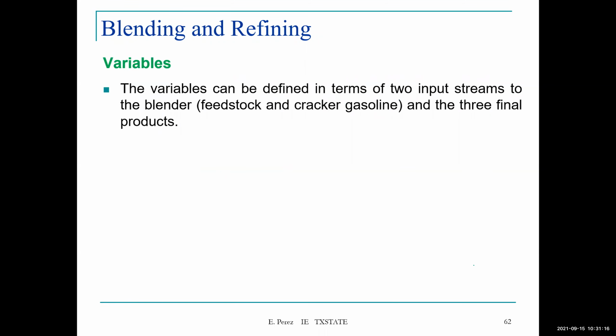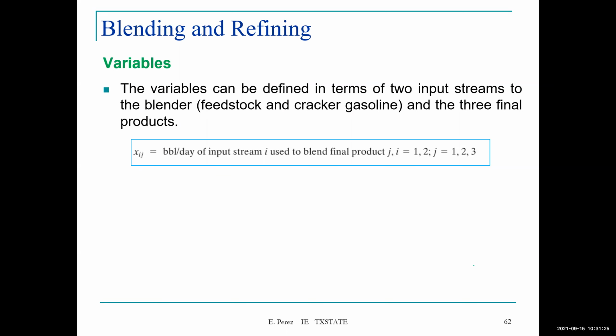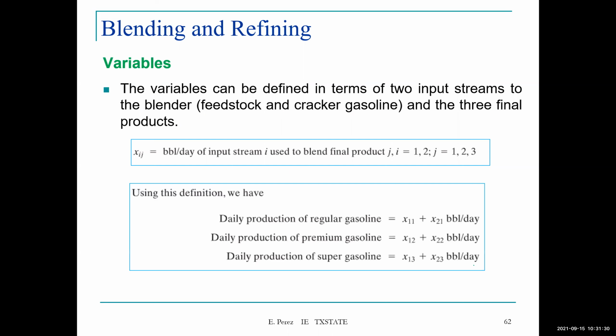So the variables can be defined in terms of two input streams to the blender, feedstock and cracker gasoline, and the three final products. So we go back to Xij. Using this definition, we have the daily production of regular gasoline. Regular gasoline is index J equals 1. So that's why J is equal to 1 on both of these decision variables.